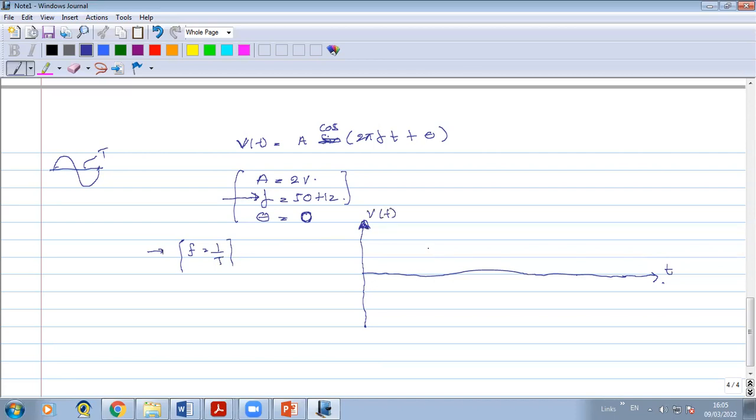I will give you 5 minutes. Try to draw this. Then I will draw, and you can compare your one and my one. So please take 5 minutes and try to draw this signal.